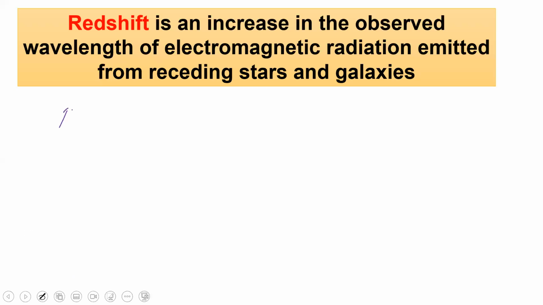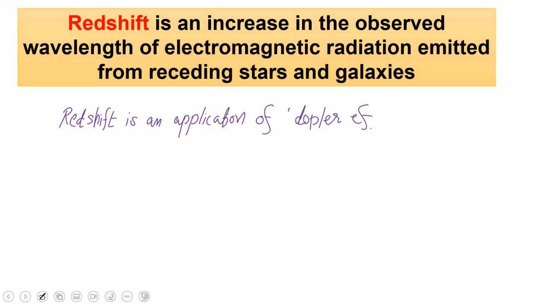Right under it, write that red shift is an application of the Doppler effect. You have to copy this. Doppler effect means apparent change in frequency.